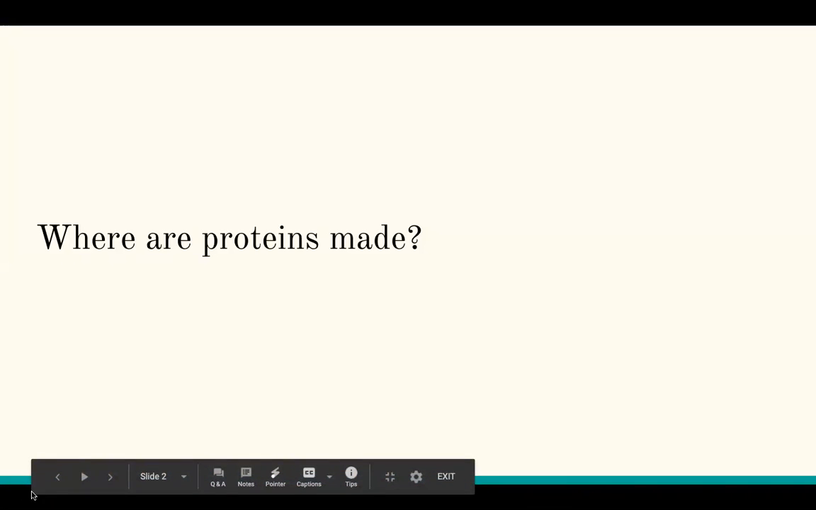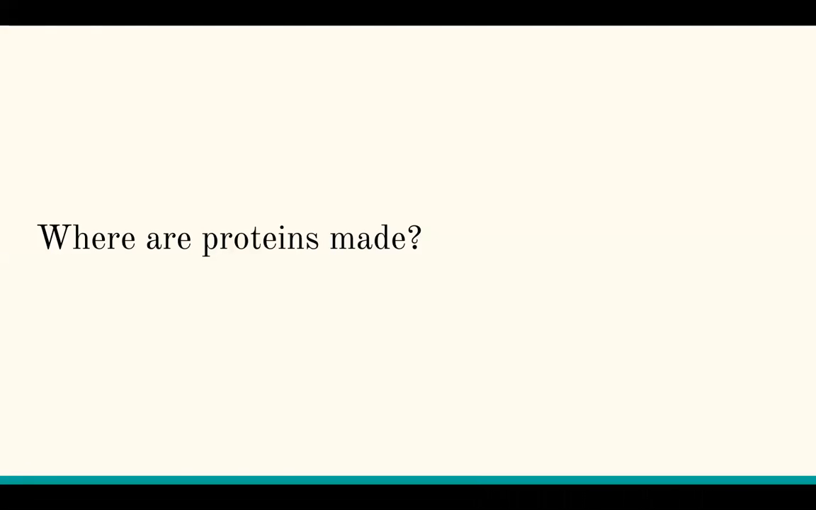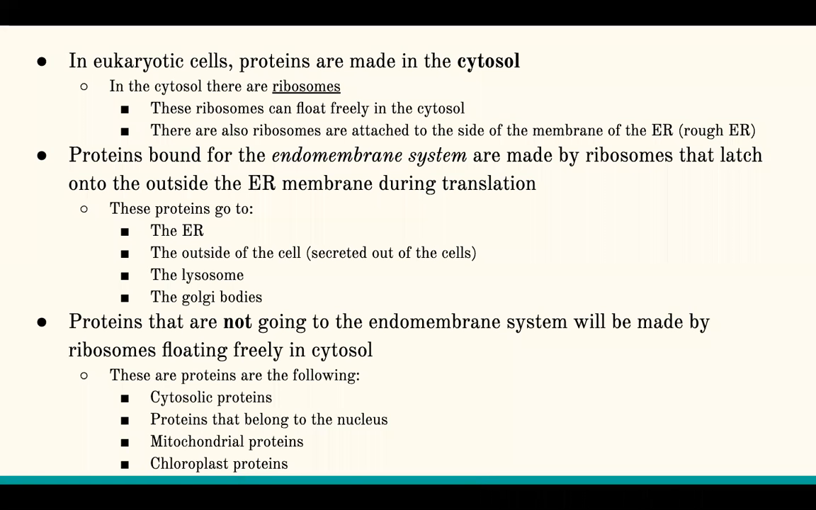Okay, so first we're going to talk about where proteins are made. In eukaryotic cells, proteins are made in the cytosol, and in the cytosol there are ribosomes. There are two types of ribosomes we talked about in class. There are free-floating ribosomes, which float around freely in the cytoplasm, and then there are membrane-bound ribosomes, which dock onto the endoplasmic reticulum. That would be the rough ER.